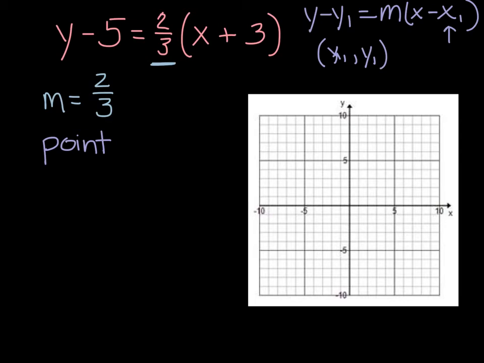So if we see a negative sign, then it's a positive x1. Okay, here we see plus 3. So the x value in my point is going to be negative 3. Okay, right here we see minus 5. So the y value in my point is going to be positive 5.